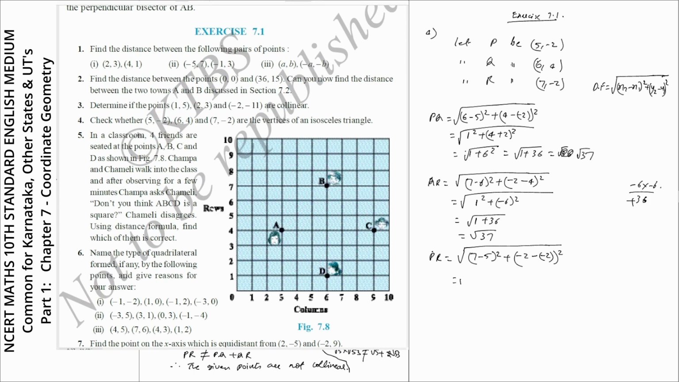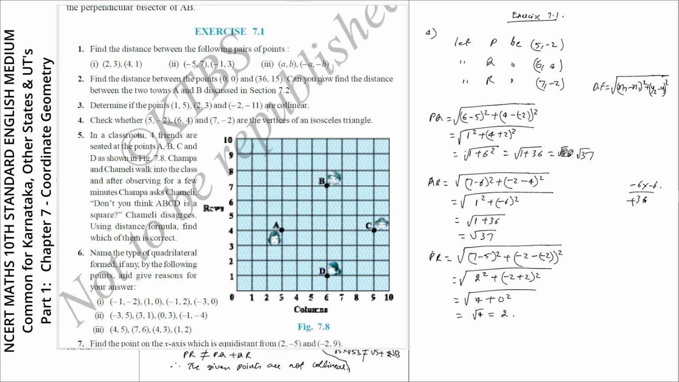So this is equal to 7 minus 5 is 2 to the whole square plus minus 2 minus 2. So here minus into minus is plus, I'll get plus 2 the whole square. So minus 2 plus 2 becomes 0. So this is 2 square is 4. So minus 2 plus 2 is 0, 0 square. So I'll get square root of 4 is equal to 2.